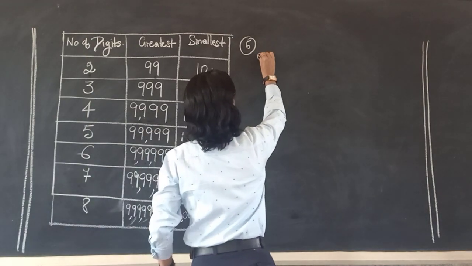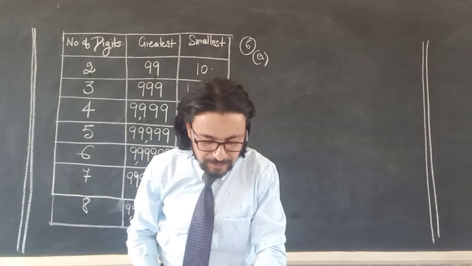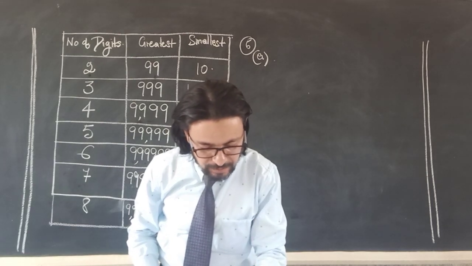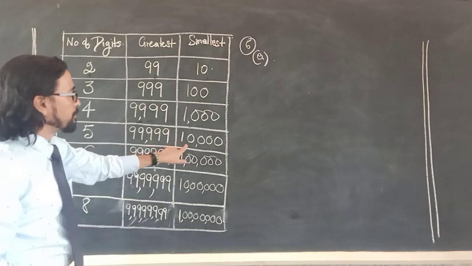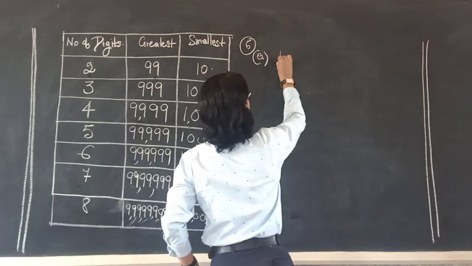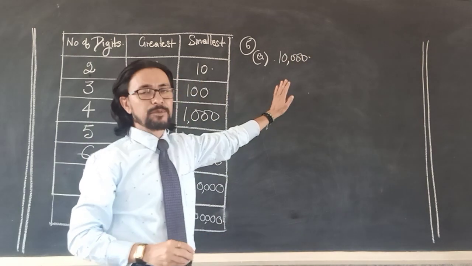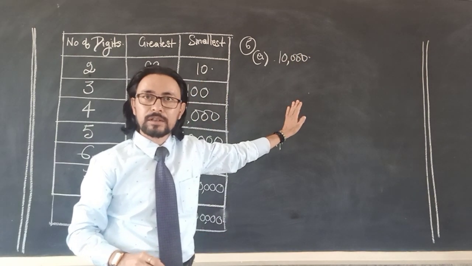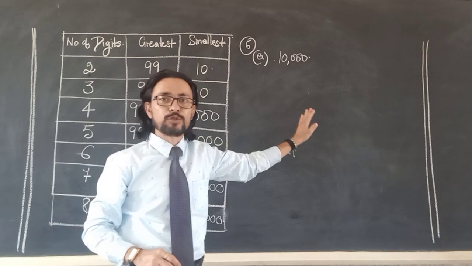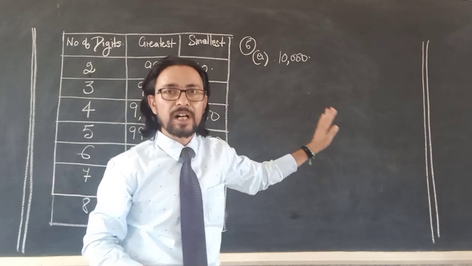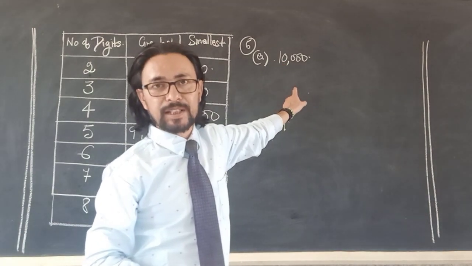And I am giving you only the answer. So what is the smallest 5-digit number? The smallest 5-digit number is 10,000. So my answer is 10,000. Again, I am not writing what's written in the book. You have to write the entire sentence, put a blank, and then put that answer that I have given to you in that blank.